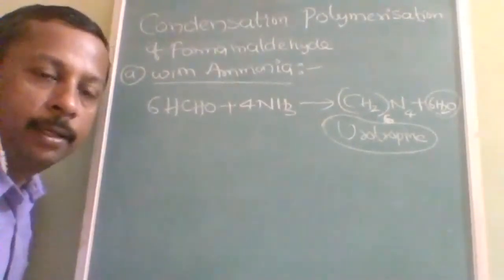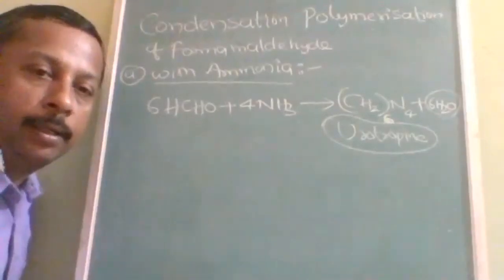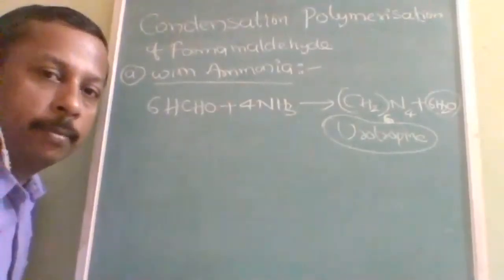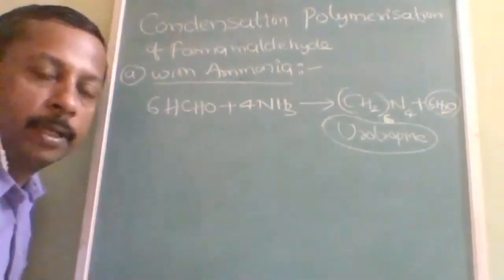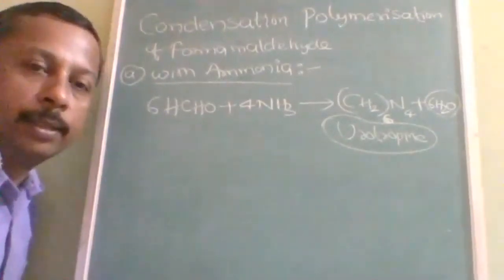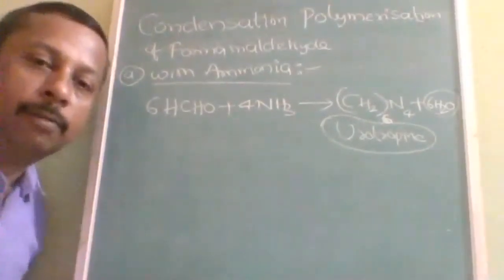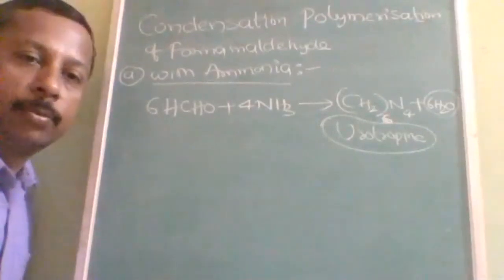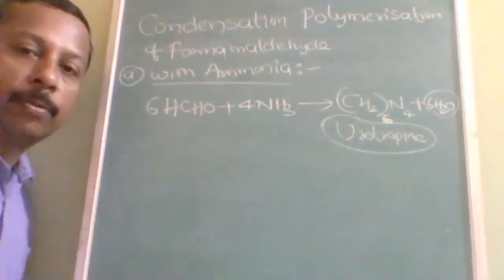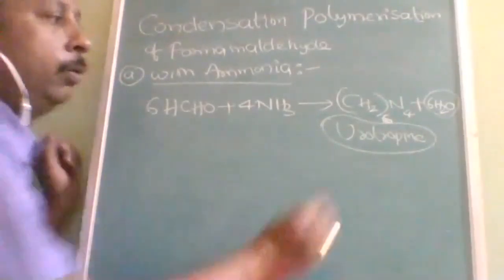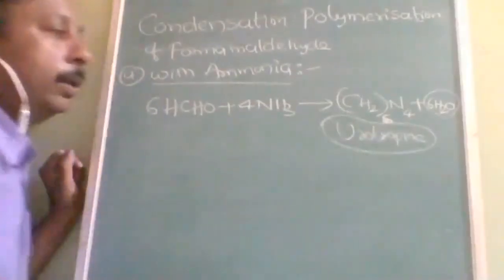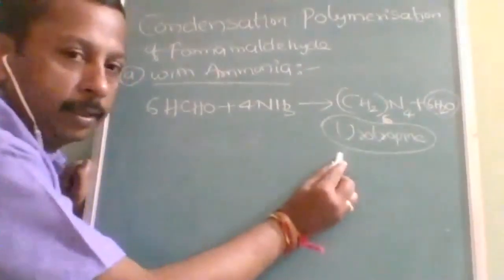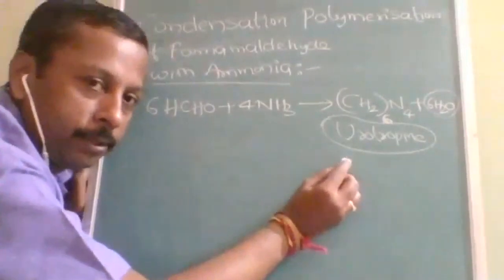Paraformaldehyde, metaformaldehyde, and Formanose. Now, in the condensation polymerization, we are doing the polymerization of formaldehyde, 6 moles of formaldehyde with 4 moles of ammonia. It gives urotropine. Okay, it's already been a repeated question several times.